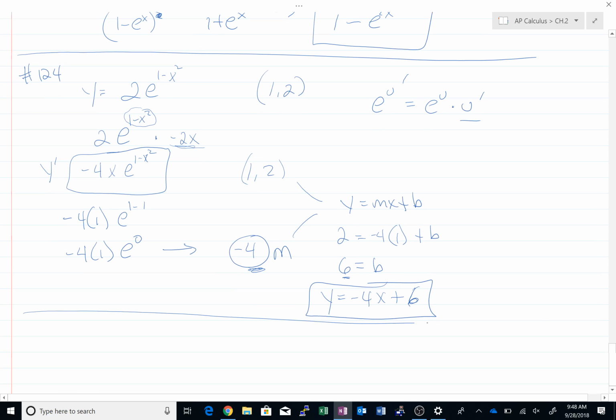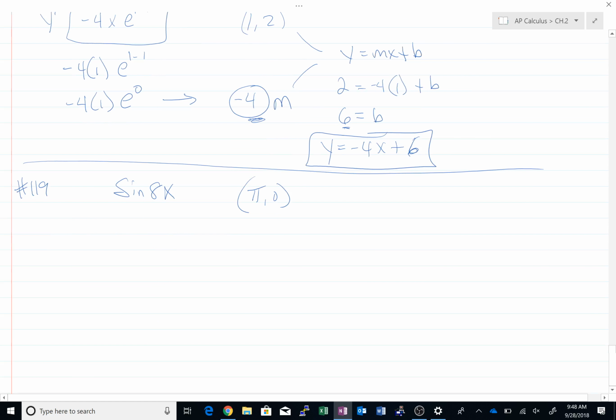All right, let's pick another one here. Let's do a trig one. Let's do sine of 8x. Number 119 is sine of 8x, and it's at the point pi comma 0. All right, here we go. The derivative of sine is cosine of u times u prime. All right, and that's why I'm going to do the derivative of 8x, which is 8. So I'm sitting with 8 cosine of 8x. That's my y prime.